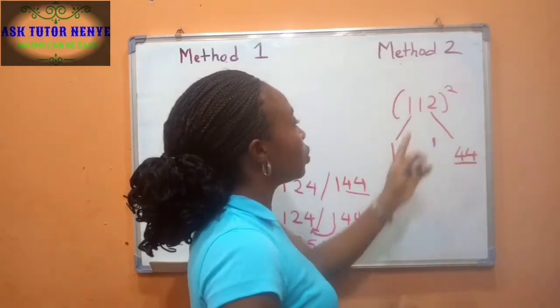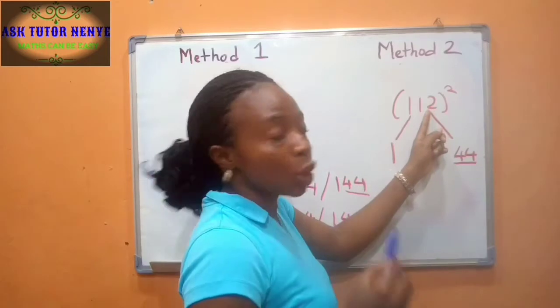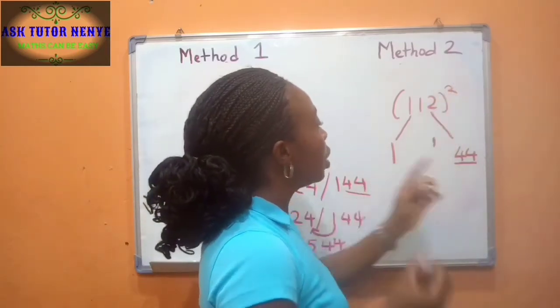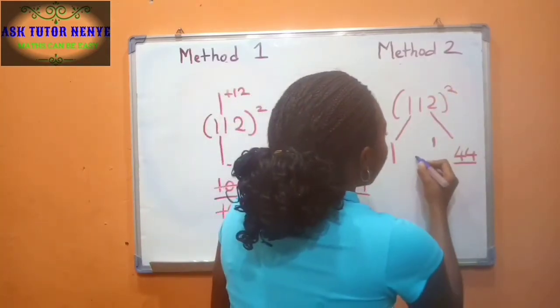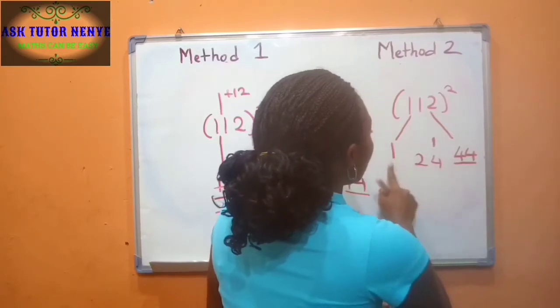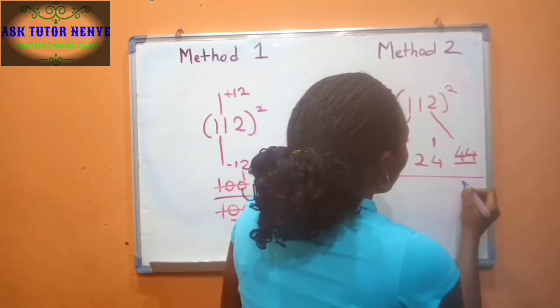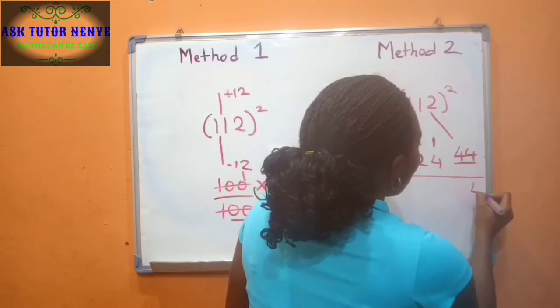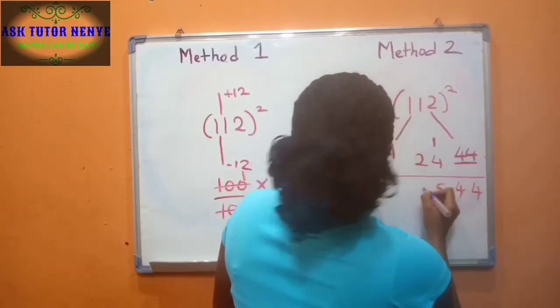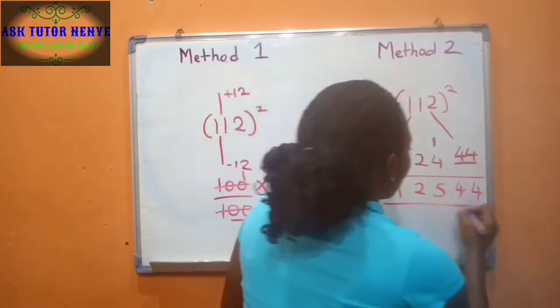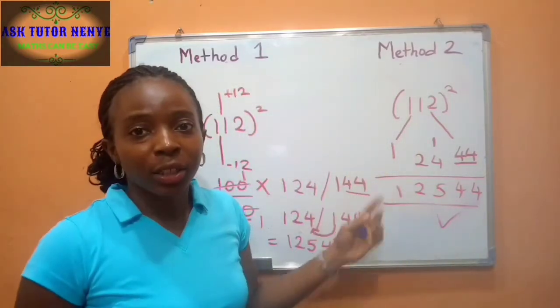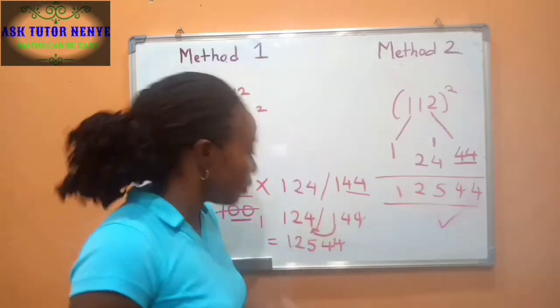So the next thing we are going to do is 1 times 12 gives us 12. 12 times 2 gives us 24. We write 24 and we do what? We sum it up. So in summing it up now, we are going to have 4 4 5 2 1. So we are arriving at the same answer. Let's look at more examples for clarity.